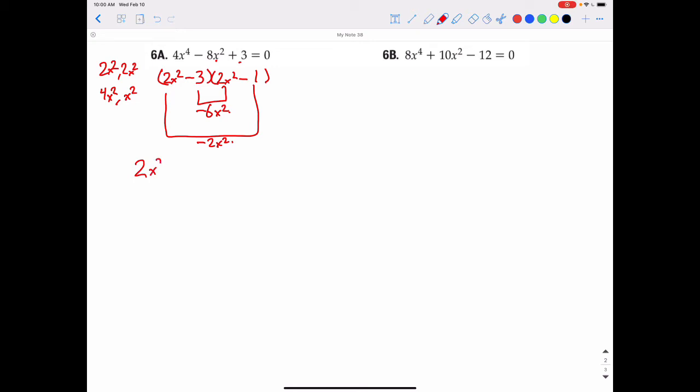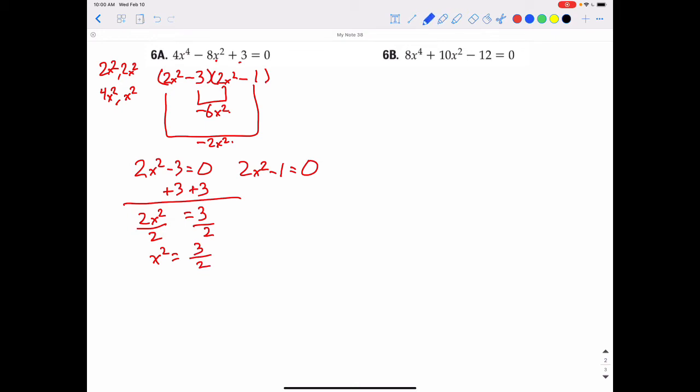So then set each part equal to 0, and we solve for x. On the first one, I'll add 3 to both sides. So 2x squared equals 3, and then divide by 2. So that gives me x squared equals 3 halves. And then do a square root of both sides. So that would give me x equal to positive or negative square root of 3 over the square root of 2. Because that's how you take the square root of a fraction, just the square root of the top over the square root of the bottom.